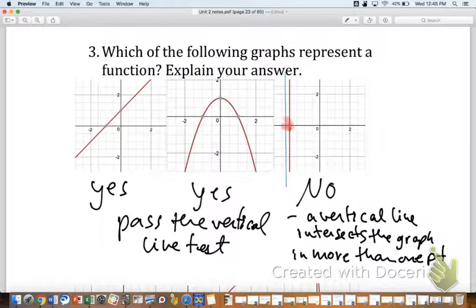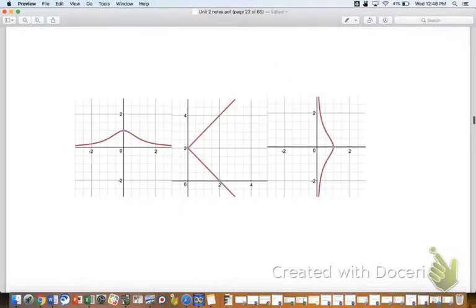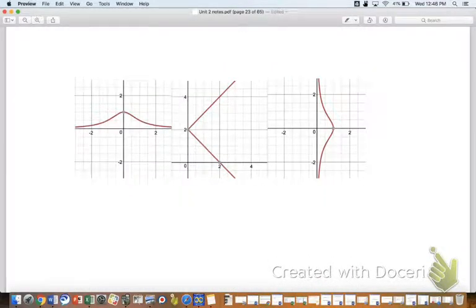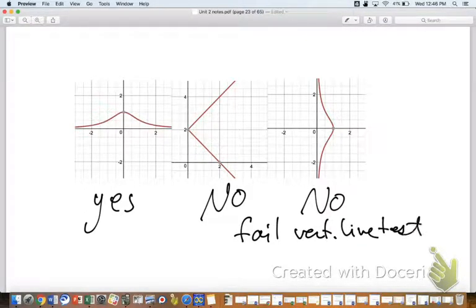And then how about the final group here? This final group has three graphs, very interesting. So what do you guys say for the first one, yes or no? Yes, that is a function, agreed. How about the middle one? That's a no. How about the last one? Also a no. So these two fail the vertical line test? Yes, and this one passes the vertical line test.